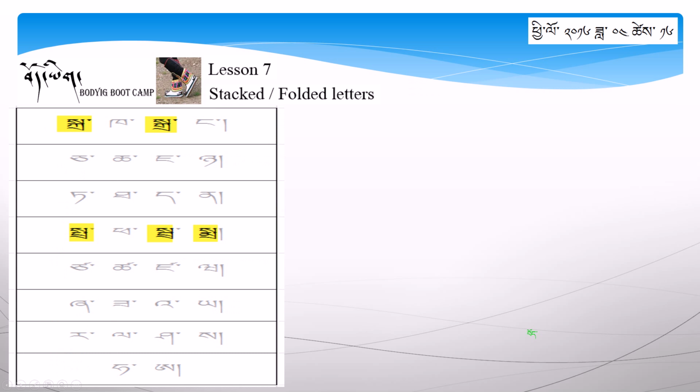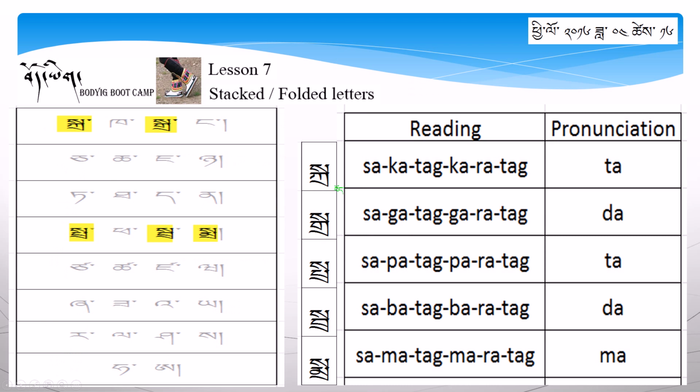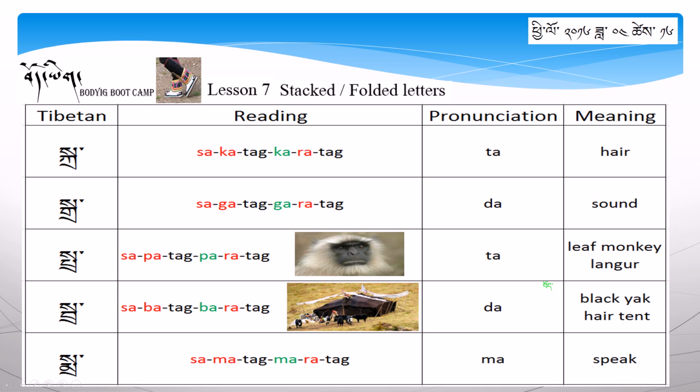Okay. And then the next is with this combination. So it's sakata, karata, da. Sapata, parata, da. Sapata, barata, da. Samata, marata, ma. So that's how you would read it. And I have some more examples here.